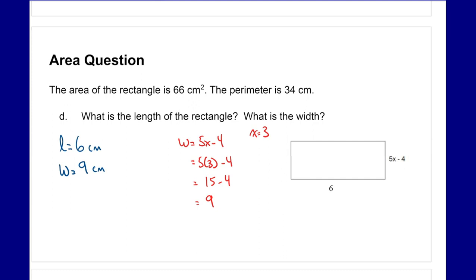So we can figure out the actual dimensions by taking the value for x that we found and plugging it back into the equation, or into the expression for the side length, and solving.